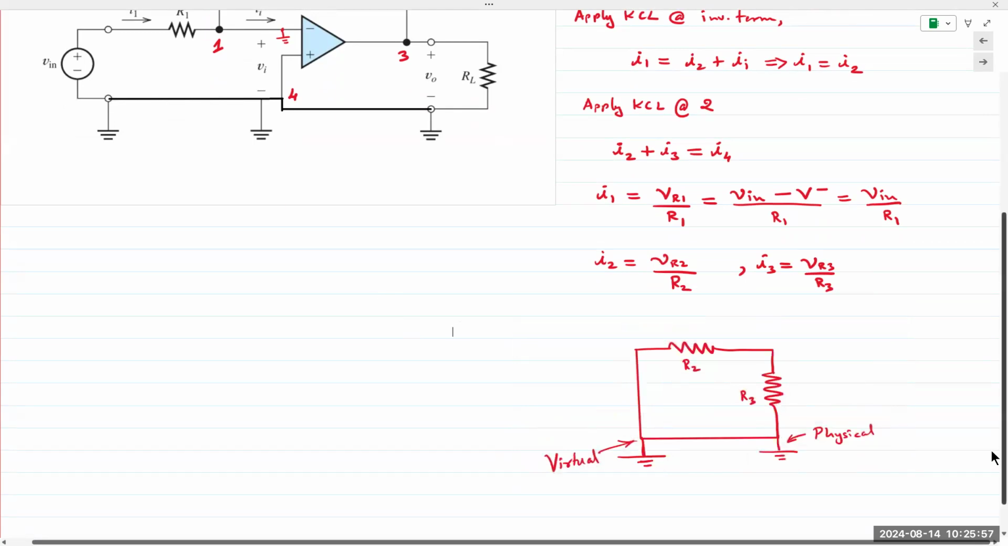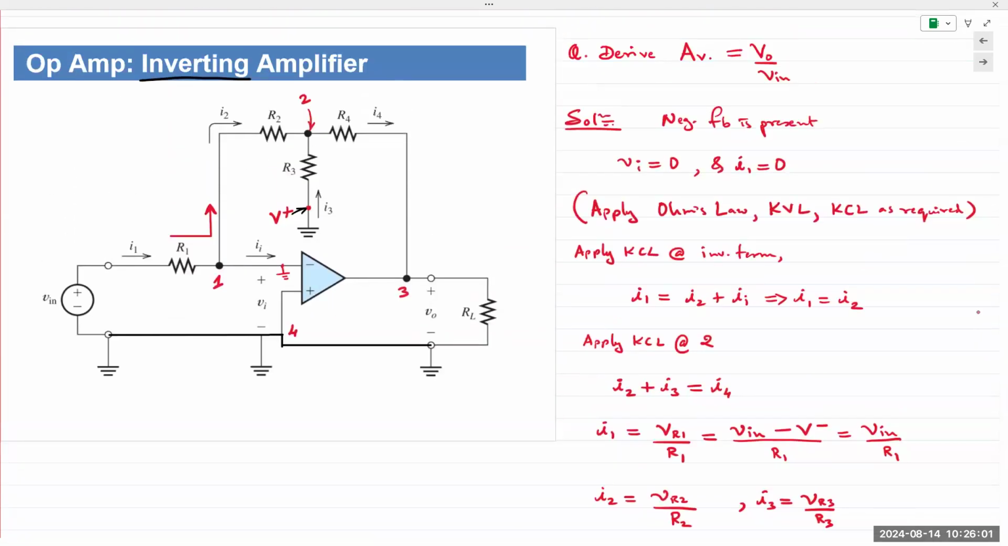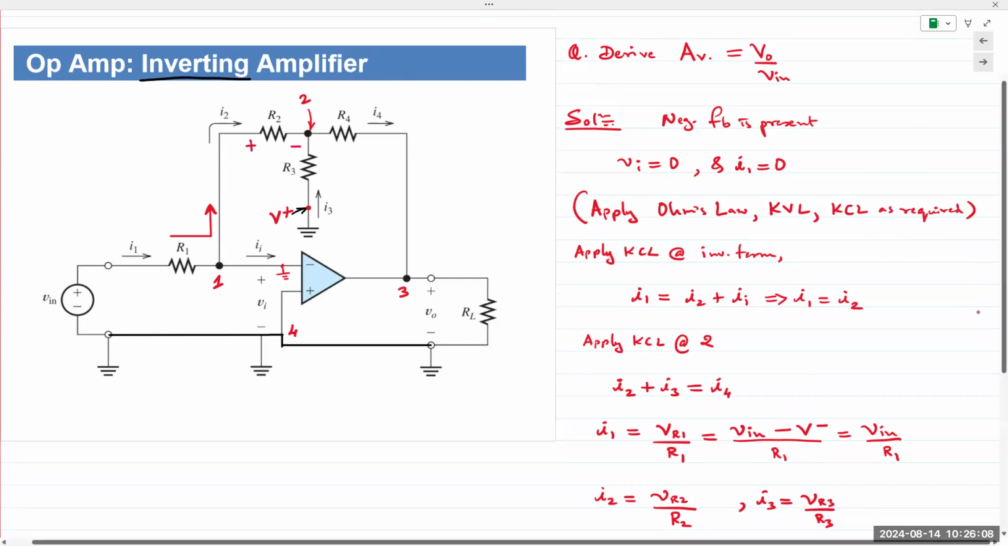Okay. Again, the goal is to write VR2 and VR3. If you take a look at the current directions, current enters from the left for R2. So the voltage drop across R2 would be plus on the left, minus on the right. For R3, it's entering the bottom, and so plus below and minus above.